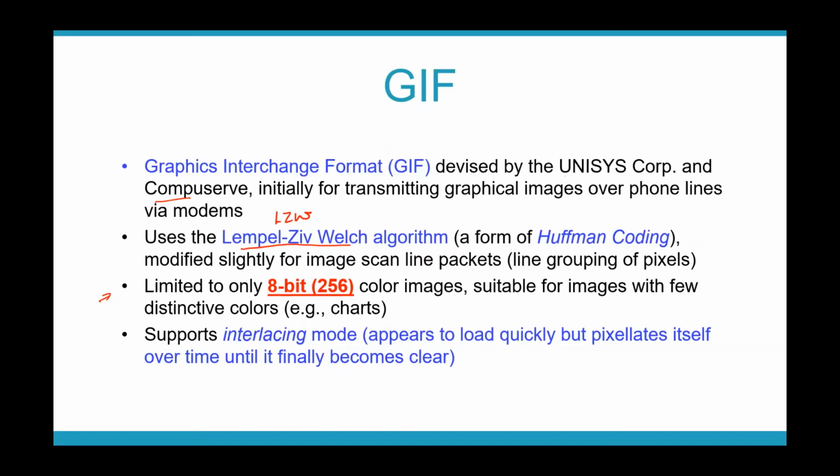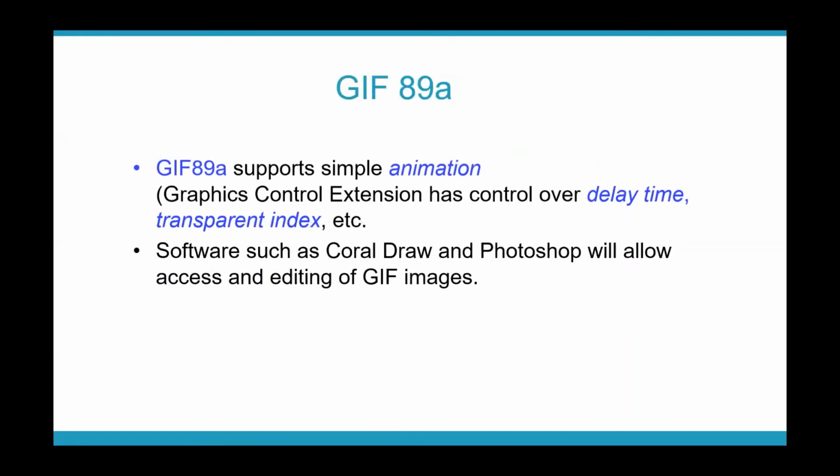Because of that, GIF images have a lower size and are quick to load. They support a particular rendering technique called interlacing mode, where your image appears to load very quickly but is pixelated at first, and over time it finally becomes clear. In applications where you want your image to appear very quickly, you will go for the GIF format. There are different variants of GIF. GIF 89a is a variation used for animation.